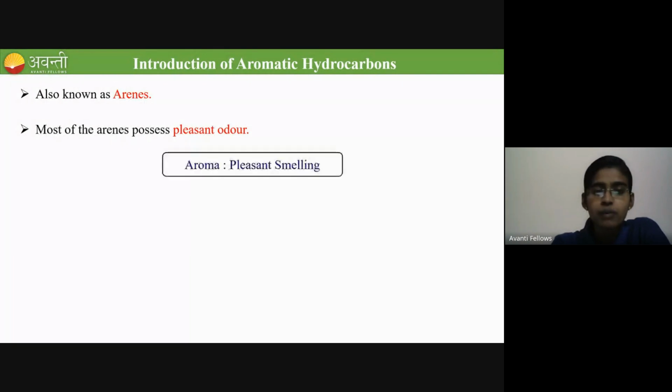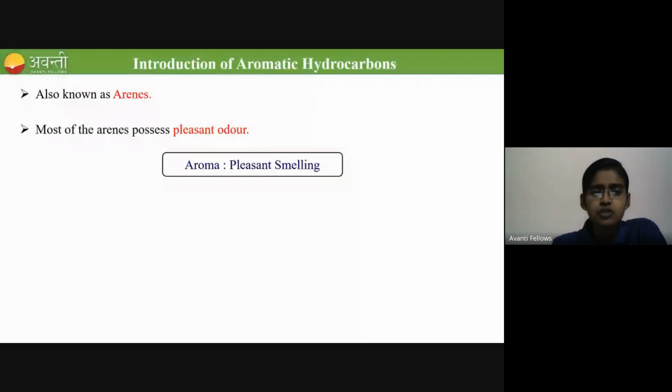So aroma means pleasant smelling. That's why we are calling these compounds aromatic compounds. If you smell benzene, it will give some pleasant smell. Mostly chemicals will not give a pleasant smell, right? They produce some kind of dizziness-causing smell. But aromatic hydrocarbons have a pleasant smell.